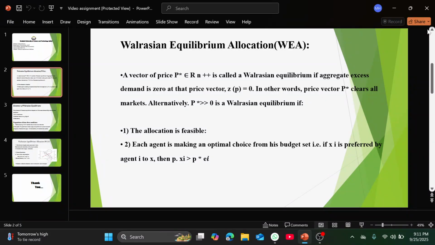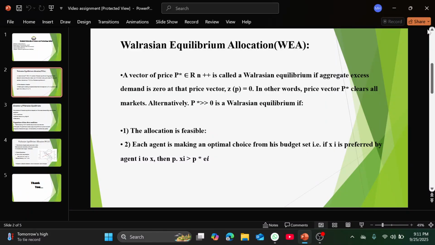Walrasian equilibrium is defined if aggregate excess demand is equal to zero at that price vector. Here the price vector is strictly positive, and the price vector P star clears all markets. The conditions of Walrasian equilibrium allocation are two. The allocation is feasible, that means the sum of all demand equals the sum of all endowments.